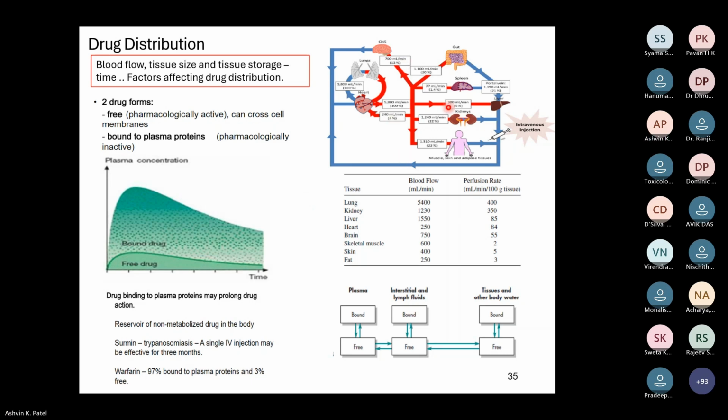Here we can see that the blood flow of the different organs is different. In the table, we can see the lungs, kidney, liver, and up to fat, there is a blood flow difference. Fat has the low blood flow and lung has the higher blood flow rate. Based on the blood flow, there is also a difference in perfusion rate. So in general, the initial phase of distribution is dominated by the blood flow, whereas eventually the distribution is determined largely by the affinity of the tissue.